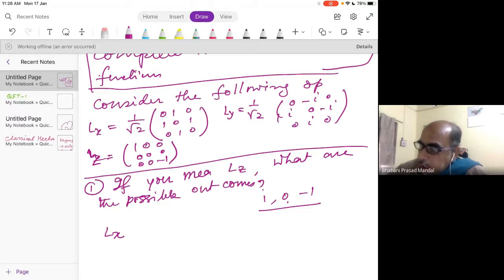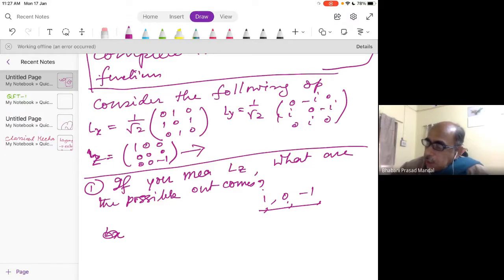But fortunately, this operator is given in a diagonal form. It is a diagonal matrix, so its diagonal elements are the outcomes. So what he said is completely correct. The possible outcome of the measurement will be either 1, 0, or minus 1.